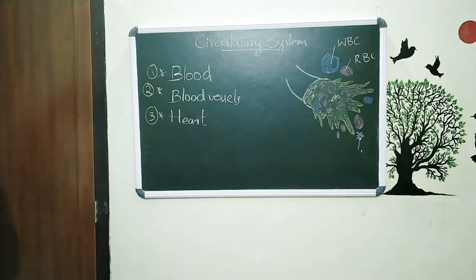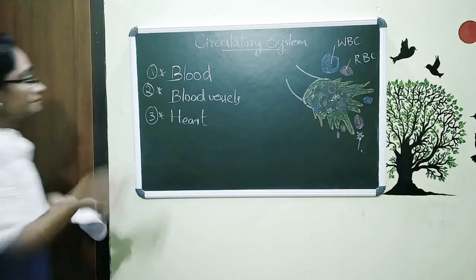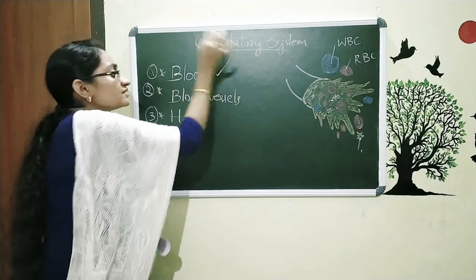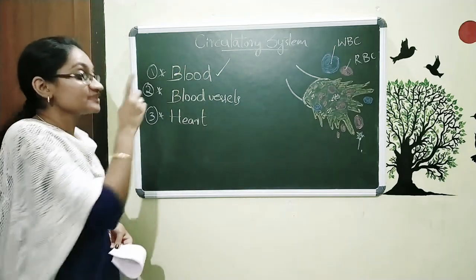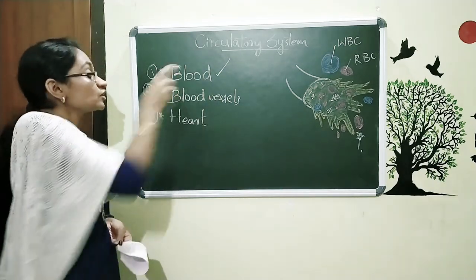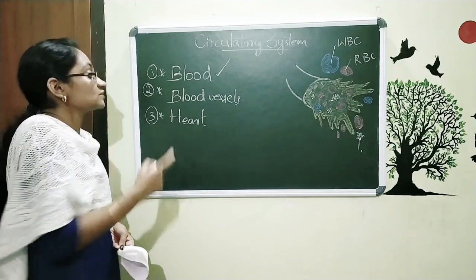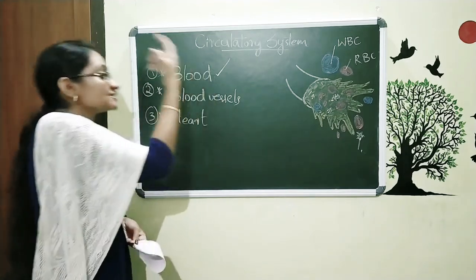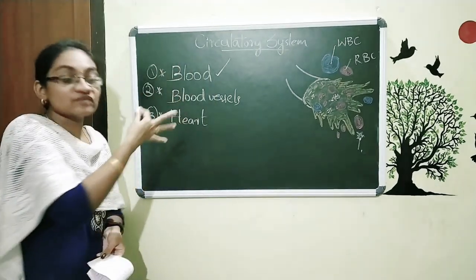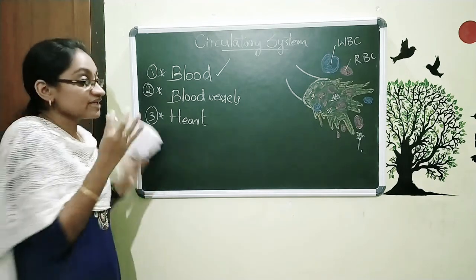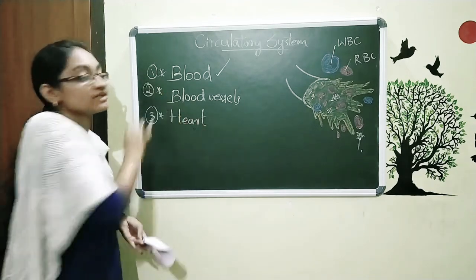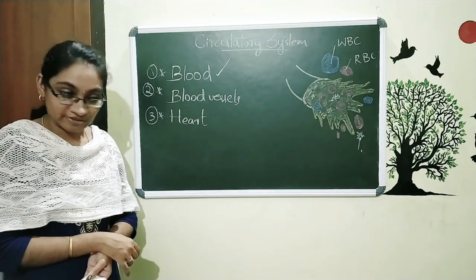Now, the question is, what is this blood? Or how can we define this blood? What are the things that are included in this blood? And the next question is, what are blood vessels? And what is the heart? And what are the functions of the heart? What are the different parts included in our heart? These are the things we are going to discuss.